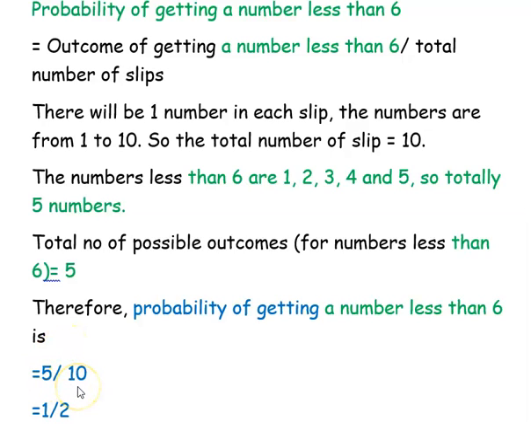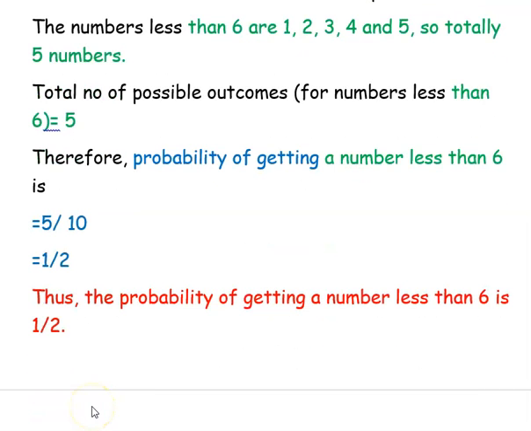So the formula is probability equals, for a number less than 6, you'll get 5. Then the total number of slips is 10. So the probability is 5 divided by 10. If you simplify, you will get 1 divided by 2. So thus the probability of getting a number less than 6 is 1 divided by 2.